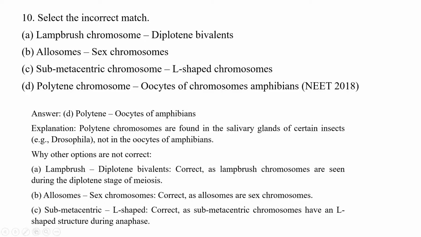The polytene chromosomes are found in the salivary glands of certain insects like Drosophila, and the Lampbrush chromosomes are seen in the diplotene phase of meiosis, and the L-shaped chromosome is also known as the submetacentric chromosome. So when you solve one question with explanations, it also gives you a lot of information that enriches your knowledge and your skill of solving MCQs. So let's move to the next question.